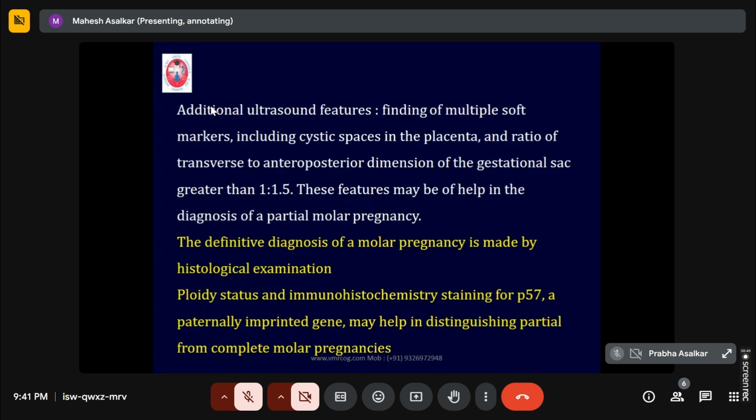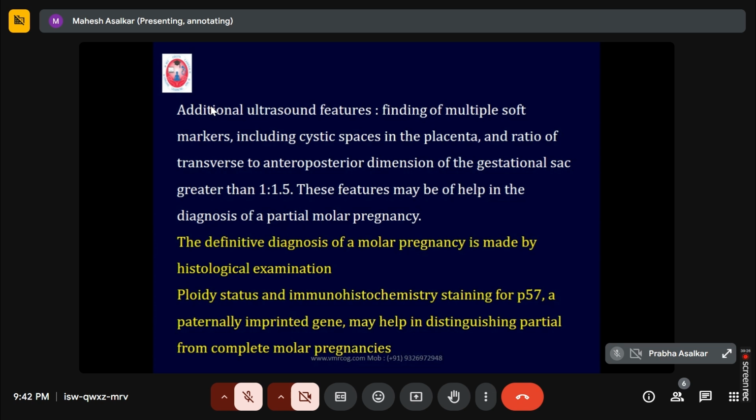Additional ultrasound features like finding of multiple soft markers, including cystic spaces in the placenta, and the ratio of transverse to anteroposterior dimension of the gestational sac greater than 1 to 1.5, may be of help in the diagnosis of partial molar pregnancy. Remember these features, because sometimes they are asked.